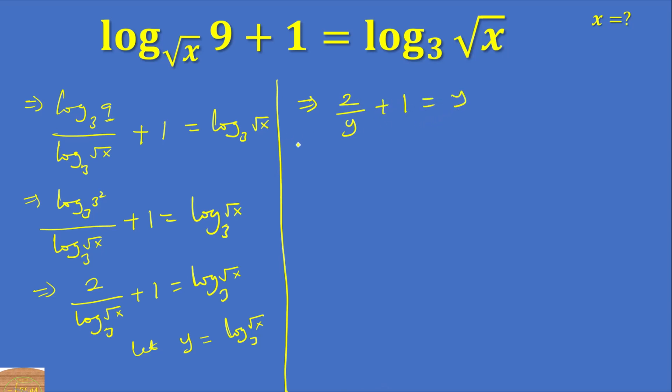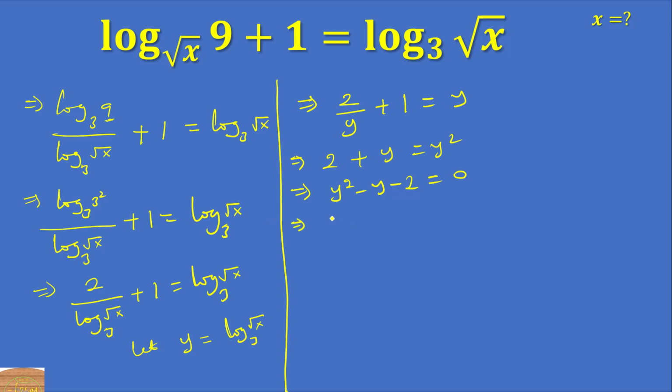So we can now multiply through by the LCM, that is y. So this side by y, this side by y, this side by y. So I will get 2 plus y equals y squared. So let's arrange this. So we have y squared minus y minus 2 equals to 0. So this one becomes a quadratic equation. All right, so let's solve this one.